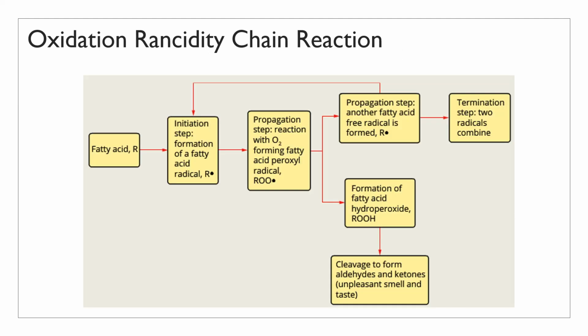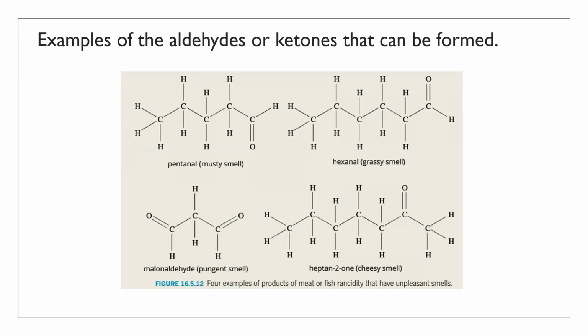This is another diagram that summarizes the process if you want to use it. It talks a little bit about the last step, which is termination. And this can happen if two radicals combine, so they both become happy and reform the covalent bond. It is, however, quite difficult to make sure that they meet in the cell. And a lot of the time, they just attack the first thing that they can see.